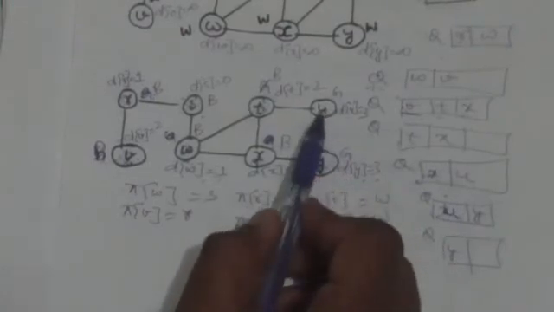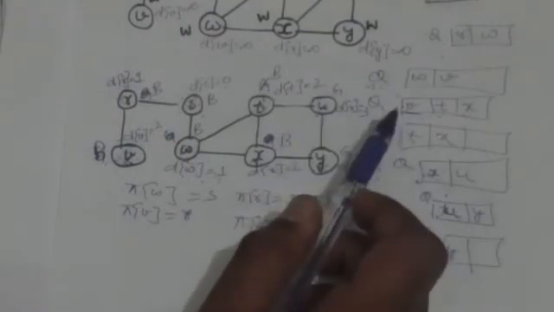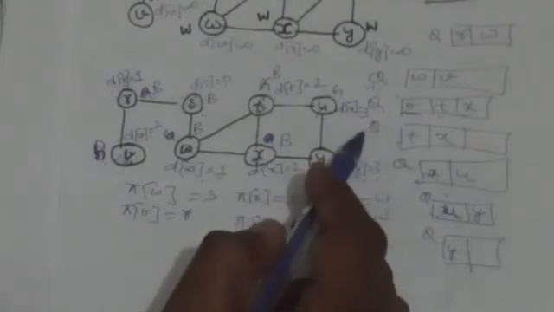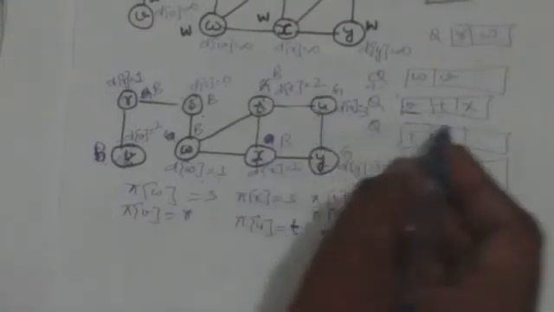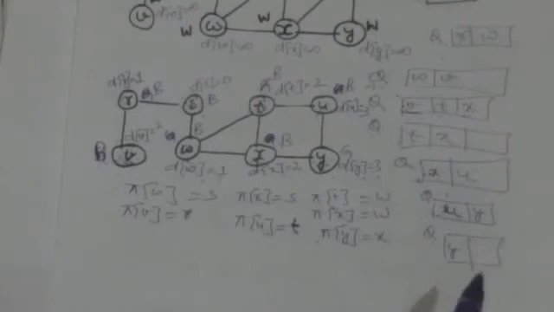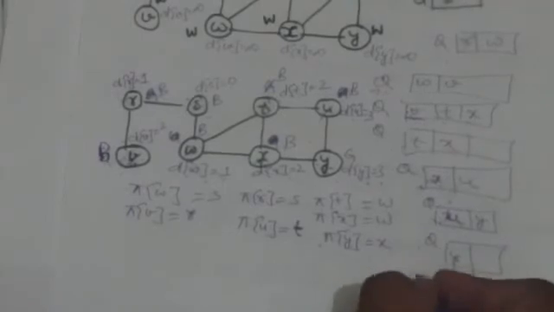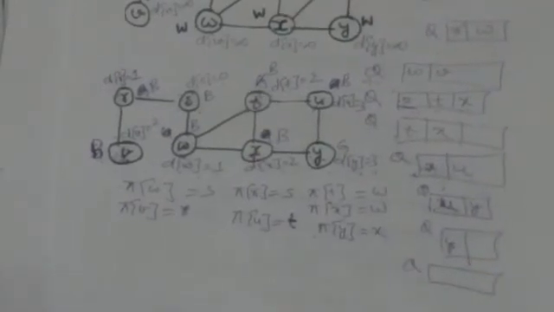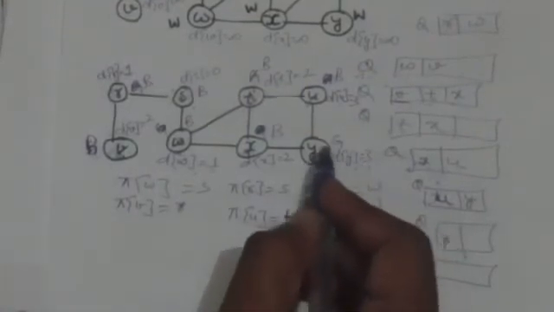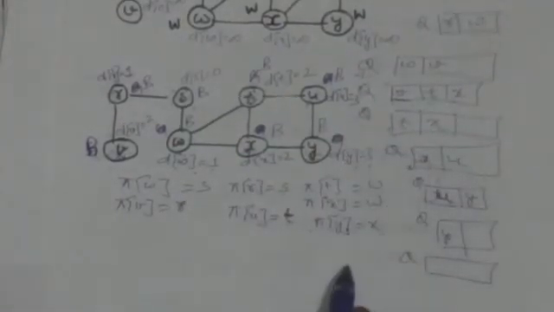Now the vertex u does not have any white adjacent vertex, right? So there is no white vertex which is adjacent to vertex u. So we will change the color of vertex u from gray to black. So vertex u has been processed. Now we will dequeue a vertex from Q. So we will dequeue the vertex y from Q, right? Now there is no white vertex which is adjacent to vertex y. So we will change the color of vertex y from gray to black, right?